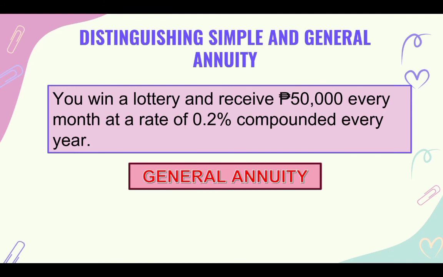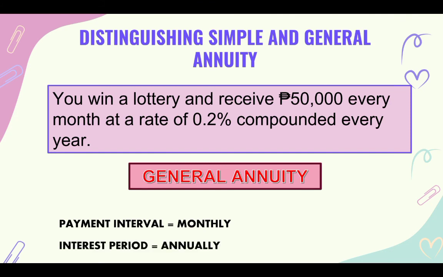You win a lottery and receive 50,000 every month at a rate of 0.2% compounded every year. It is a general annuity. And why? Because the payment interval is monthly and the interest period is compounded every year, so annually. They are not the same, therefore this is a general annuity.